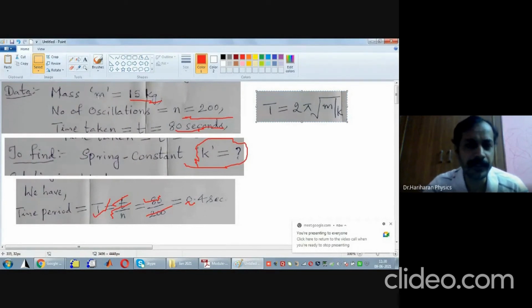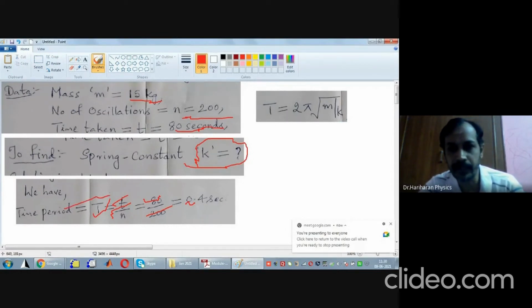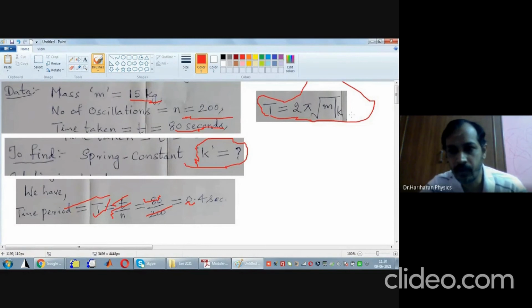The common mistake that students generally make is this. Time period T is known, and it is related through this formula. But what you are supposed to find is K. K is here. What students generally do is start plugging the value T equal to 0.4 here itself. I will show it in a different color.